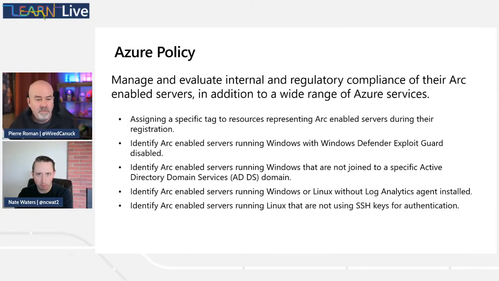But one of the big ones for management and governance is Azure Policy. If you've got stuff running in Azure, you've probably used Azure Policy. It's a service that manages and evaluates the compliance of your servers running in Azure. That same policy is now brought to your on-premises or multi-cloud world. The way policy works is it uses declarative rules based on properties of target resource types, including your Windows and Linux operating systems. Administrators can apply policy assignments to resource groups, subscriptions, or management groups.